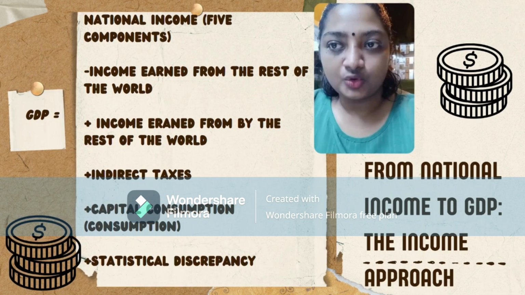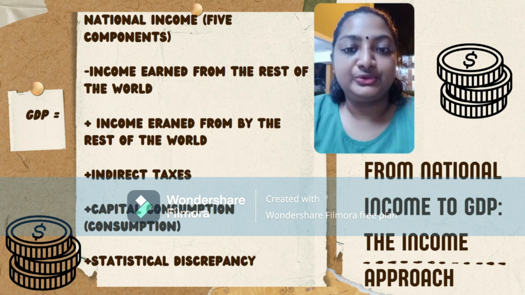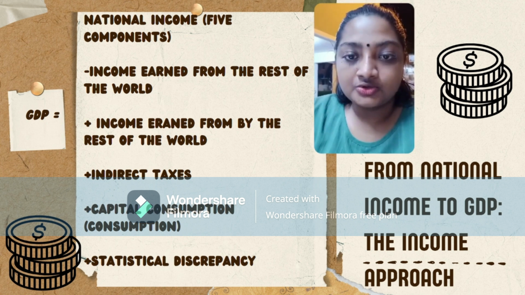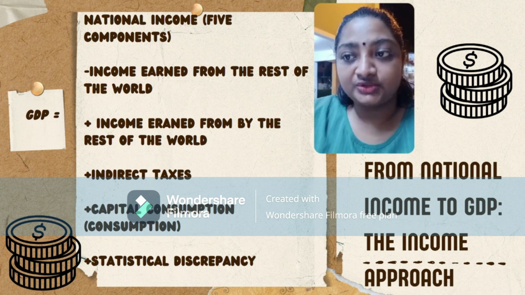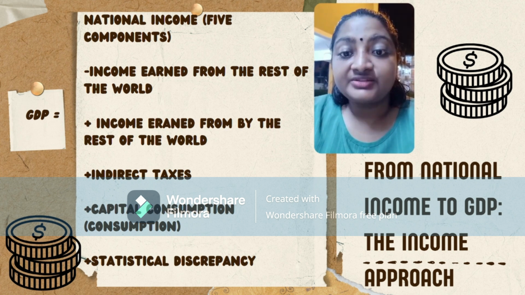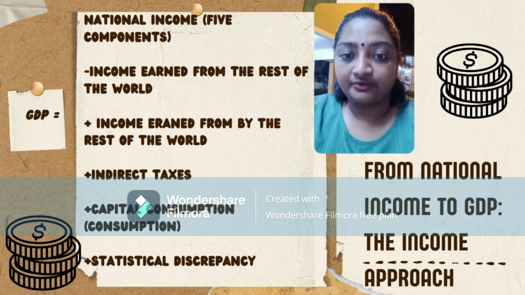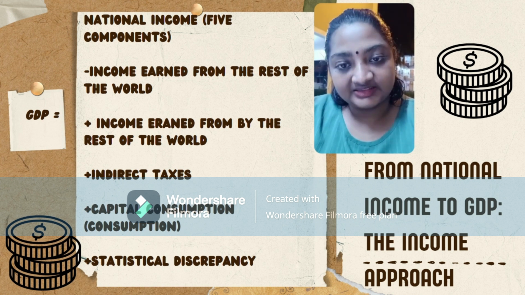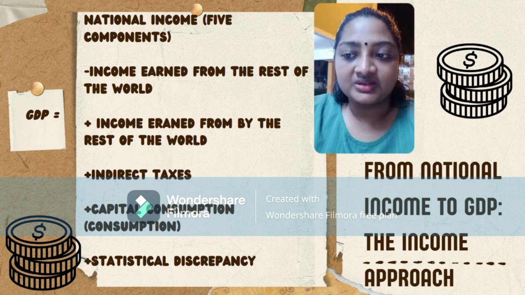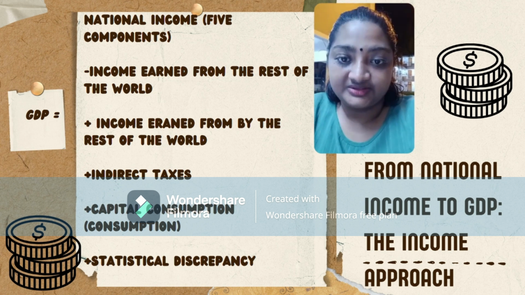This is an overview of the formula to calculate the GDP using the income approach. As you can see here, GDP equals national income, which is the 5 components, minus the income earned from the rest of the world plus income earned by the rest of the world plus indirect taxes plus capital consumption, which is the consumption allowance, and also plus statistical depreciation.